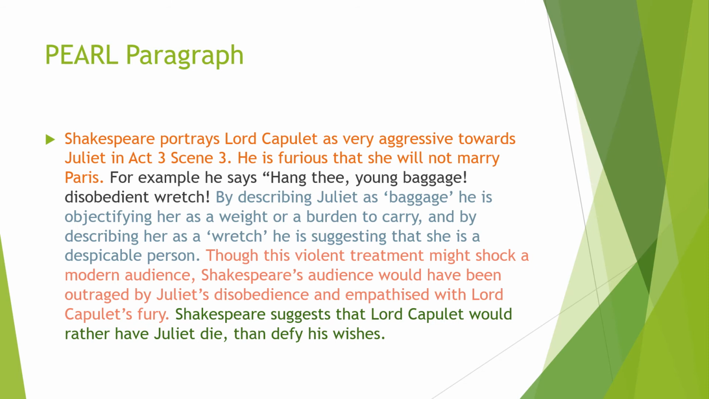Though this violent treatment might shock a modern audience, Shakespeare's audience would have been outraged by Juliet's disobedience and empathised with Lord Capulet's fury. And then finally, the PEARL paragraph is linked back to the point. Shakespeare suggests that Lord Capulet would rather have Juliet die than defy his wishes, linking back to his aggressive actions towards Juliet. Point, evidence, analysis, reader response, and link.